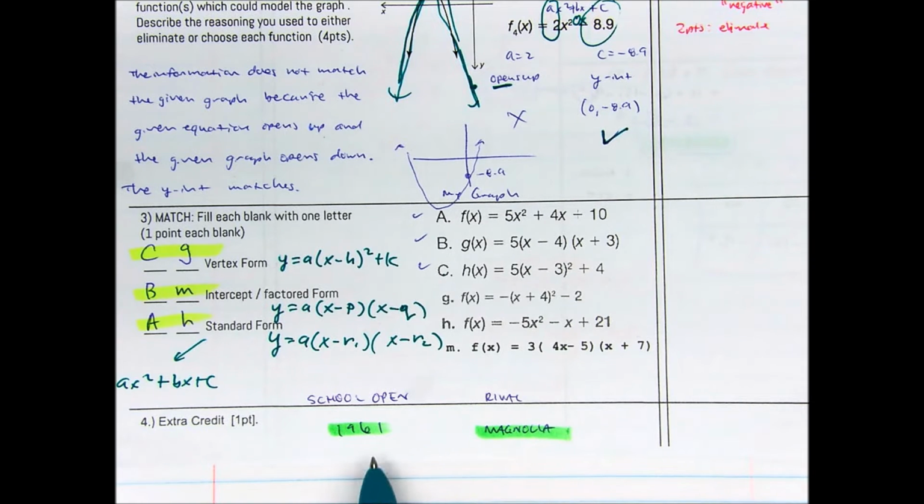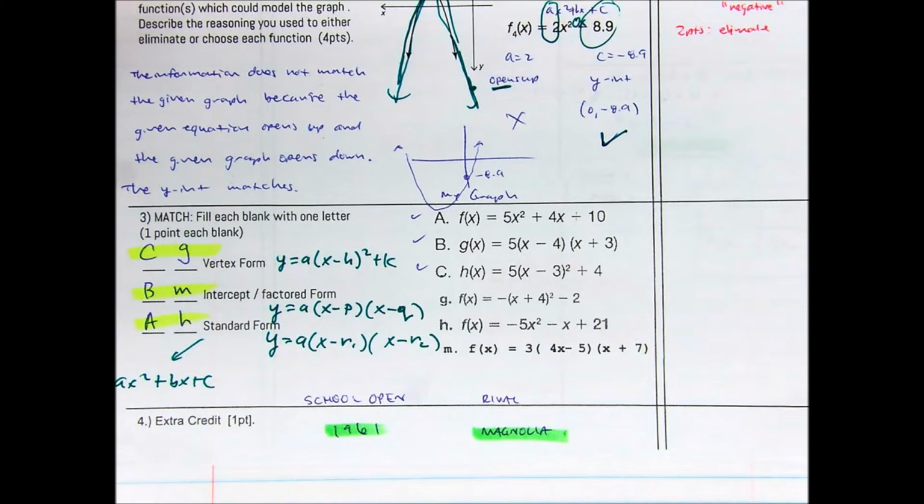For third period, I think your question was when did the school open up? The answer is 1961. Don't feel bad for you, because every other Friday I wear a shirt that says "once a rebel, always a rebel," and it says 1961 on there.